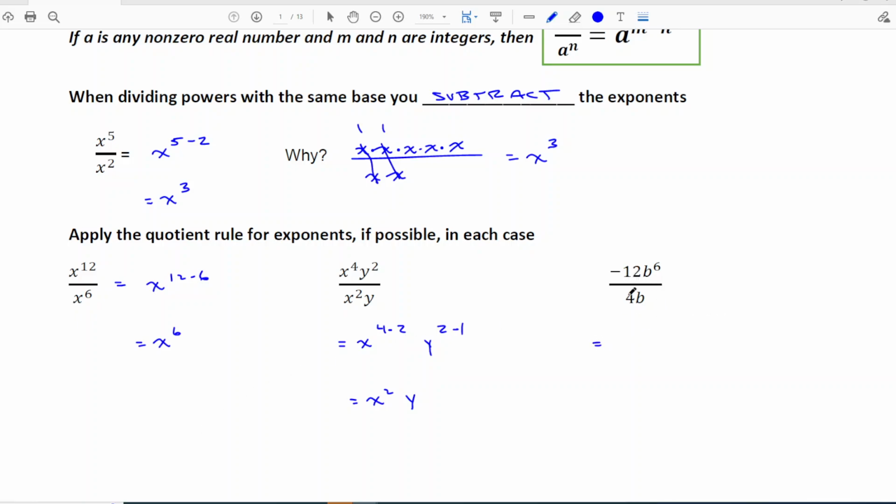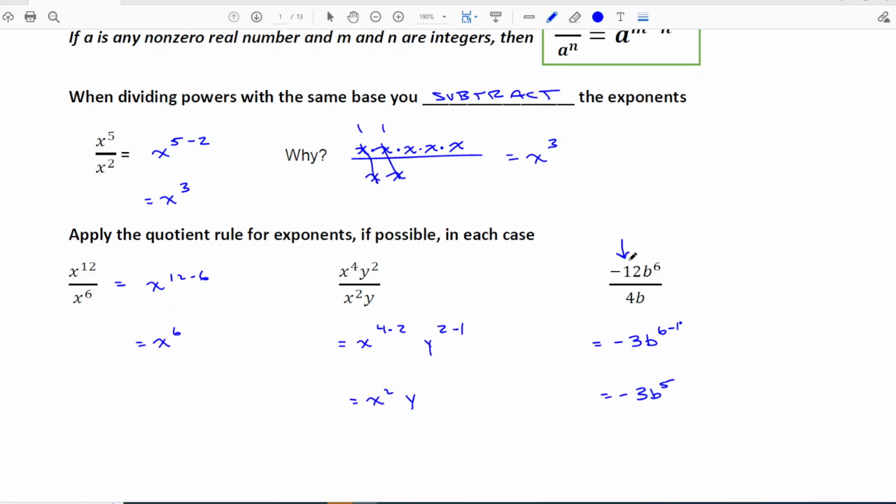If I throw in some coefficients, you divide the coefficients, so you get negative 12 divided by 4 is negative 3, and then we have b to the 6 minus 1, which would leave us with negative 3b to the 5. Be careful with these.